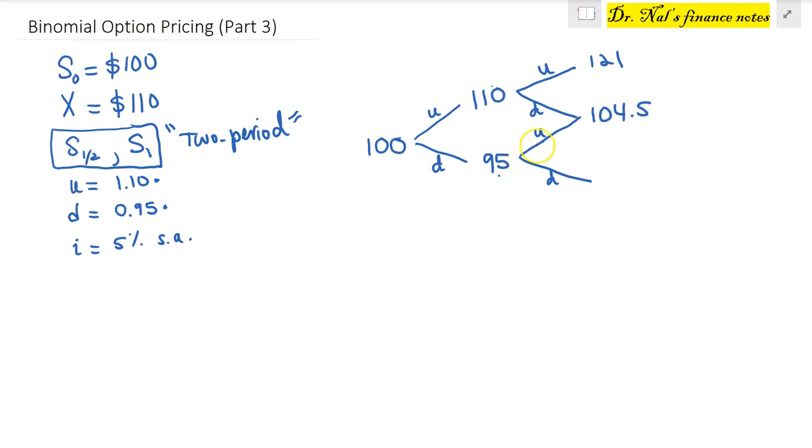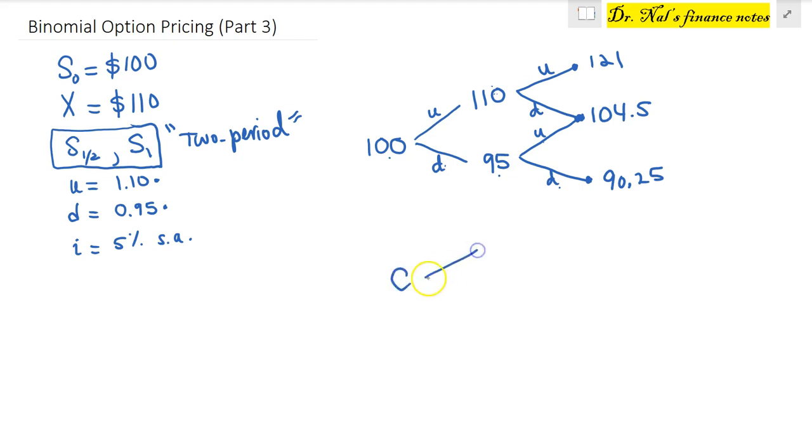Notice that that's the same as 110 times 0.95. So there are two different ways you can come to that node. Finally, the last node is where I follow down, down, and that's 0.95 times 0.95 times 100, which comes out as 90.25. All right, so this is our stock price tree.